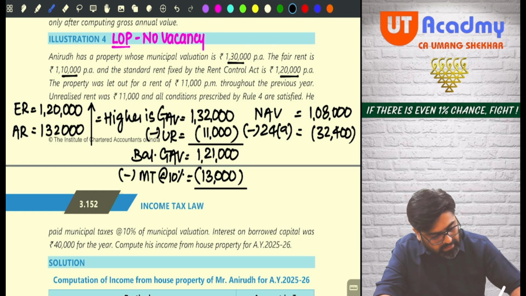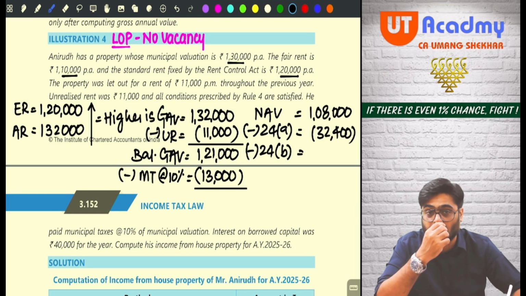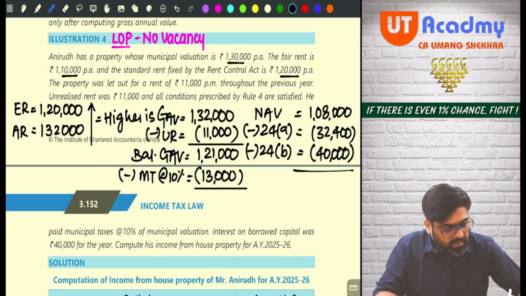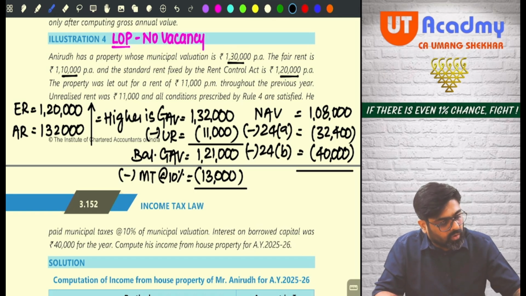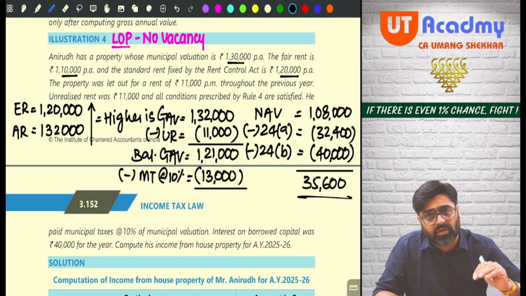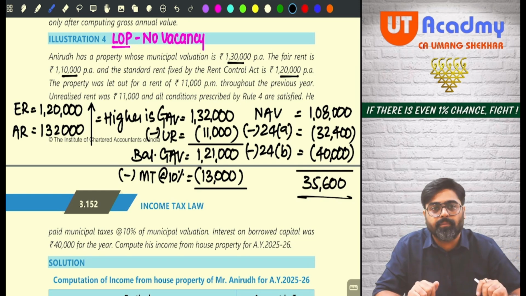32,400. And another deduction I will get is 24 clause B, interest on housing loan. Yes or no? How much is interest? 40,000, no? Entire amount will be allowed as a deduction. So if I reduce 40,000 also, I will get final answer 35,600. Can I say this is the taxable positive income? This is taxable income from this house property.